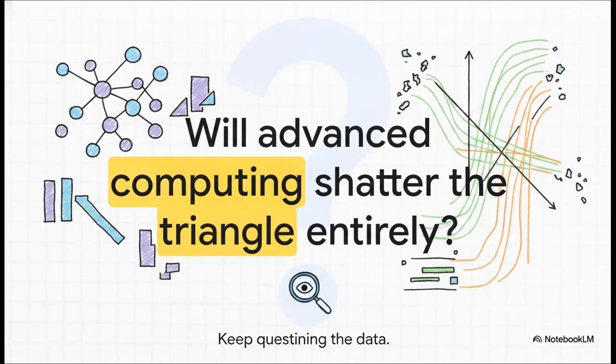Which leaves us with a pretty fascinating question to ponder. If fuzzy logic and advanced software can untangle what is physically unresolvable, will advanced computing eventually just shatter the walls of the chromatographer's triangle entirely? Are we looking at a future where we are no longer prisoners of resolution, speed, and capacity? It's a seriously exciting frontier for analytical chemistry.